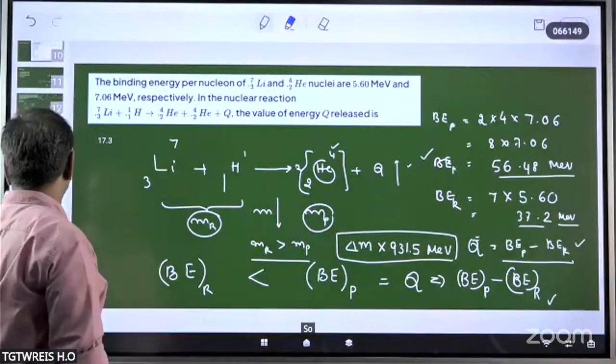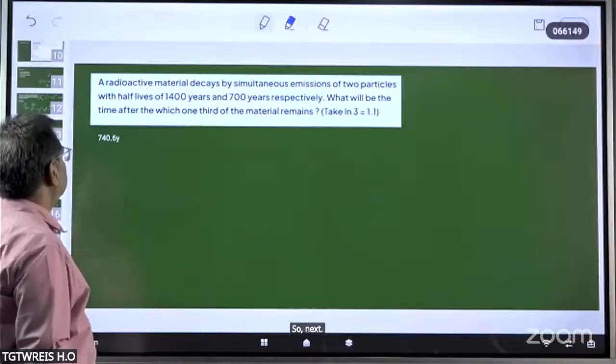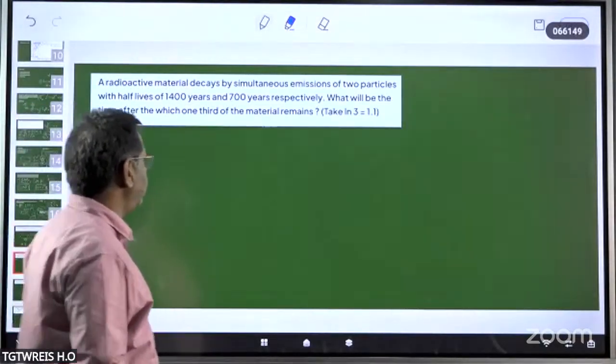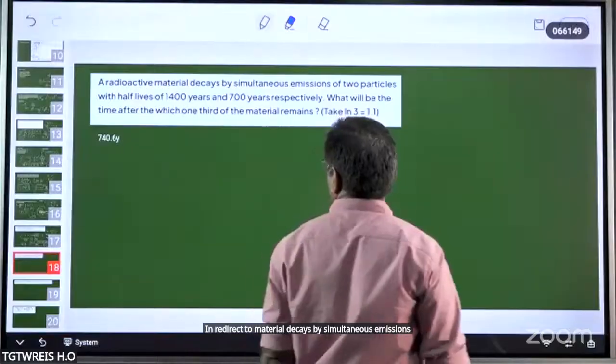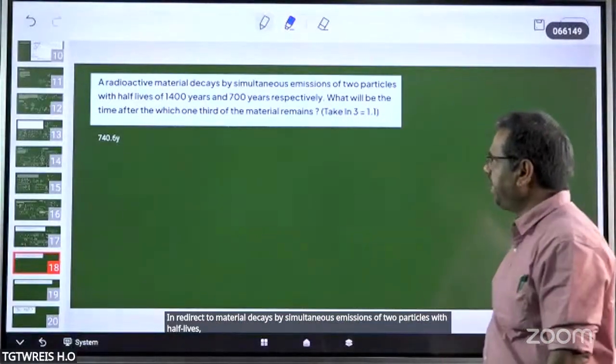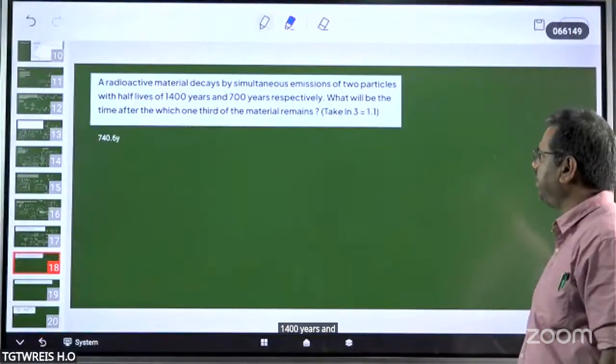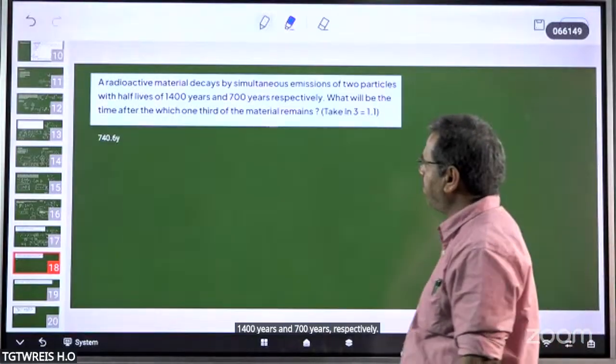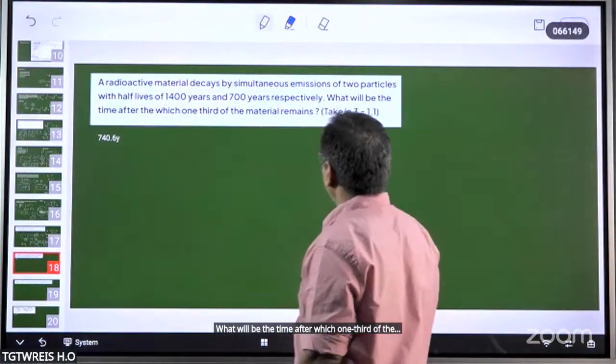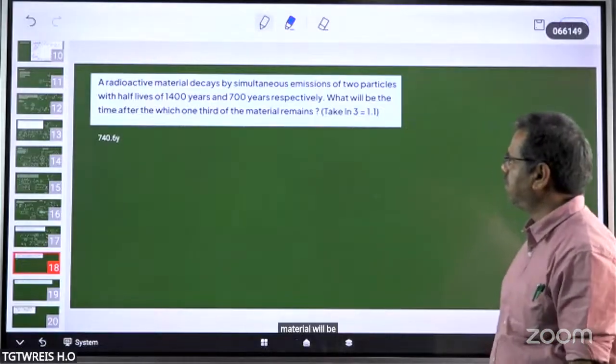Chalo, next. A radioactive material decays by simultaneous emissions of two particles with half-lives 1400 years and 700 years respectively. What will be the time after which 1/3 of the material will remain?